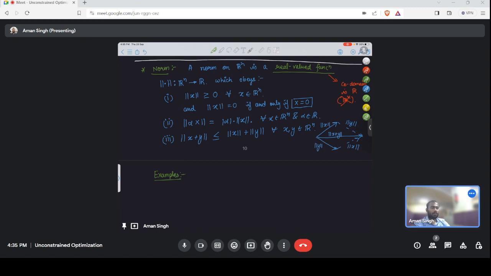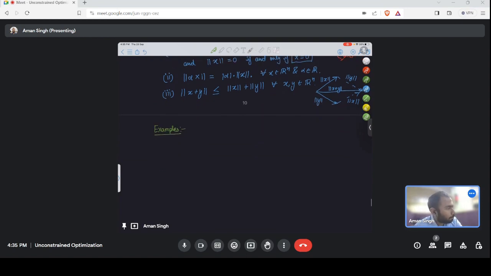It can be called a norm. I'm giving you some examples, but norms are not limited to these. Any function which obeys these rules can be called a norm. So the first example, which is very common, is the L2 norm or Euclidean norm.